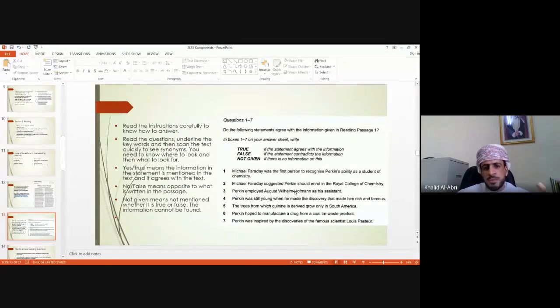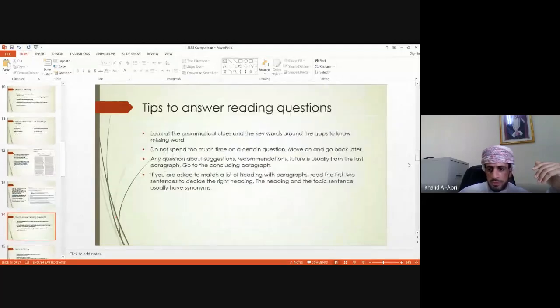So you need to do the same with the other statements. Underline the keywords, go back to the text, try to locate the answer, then read in detail and discover whether it's true or false or not given. If there is nothing about that, the answer will be not given. And of course, when you practice this, you will perform better. So now I will move on because of the time. Here we have some more tips to answer the reading questions.